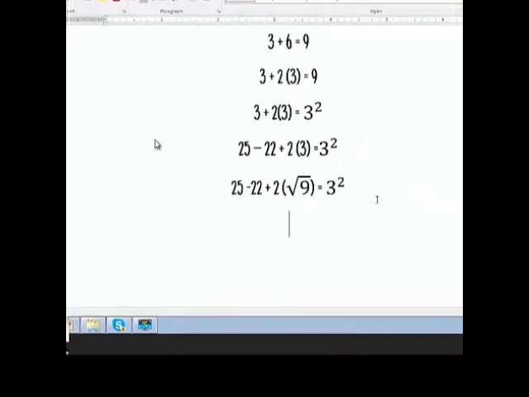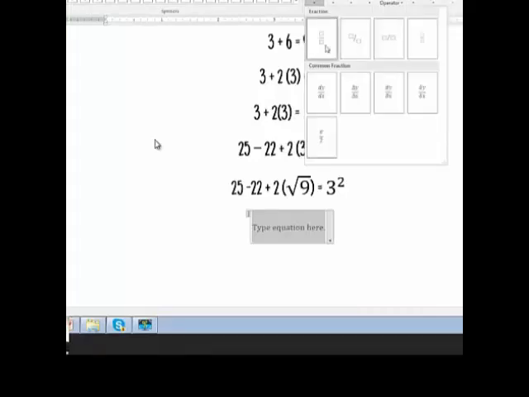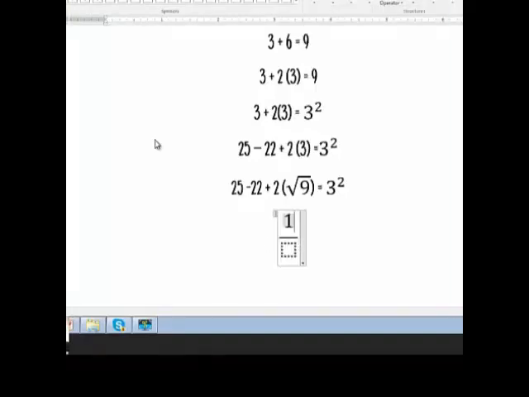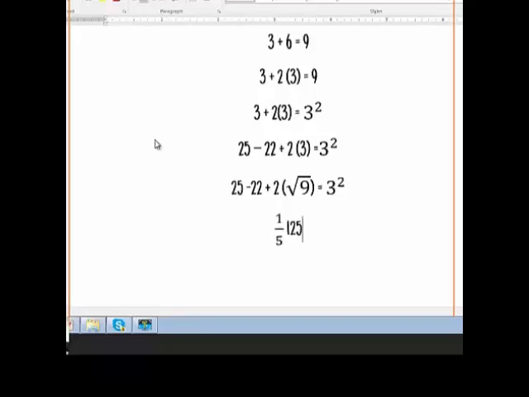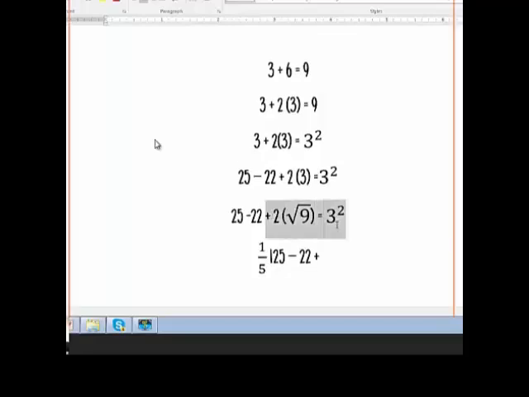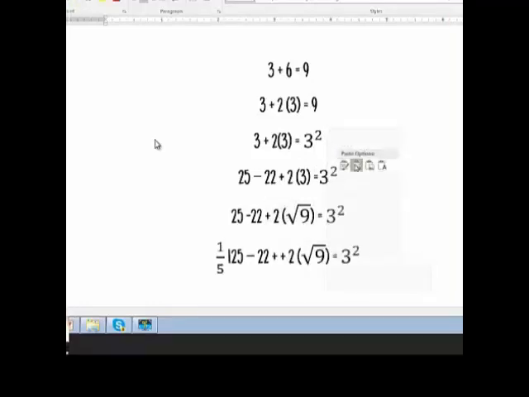1/5 of 125. Is that how you say it in English? Okay, yeah. A little translation trouble into English. You know what? I think it's perfectly fine. That there's 1/5 minus 22 plus, I'm going to copy, paste. Okay. All right, my turn.